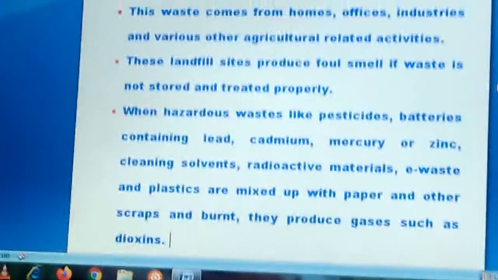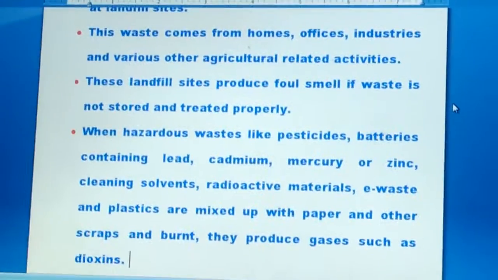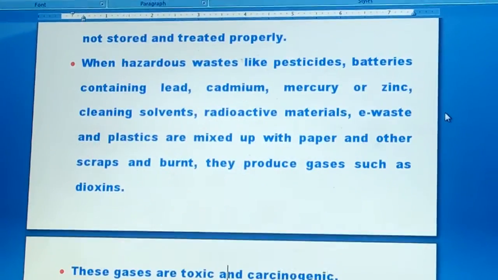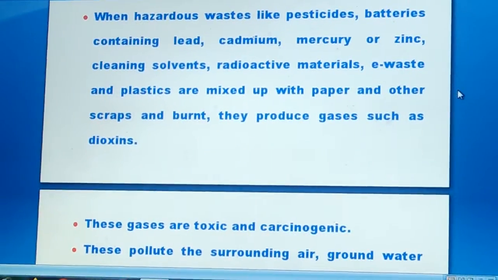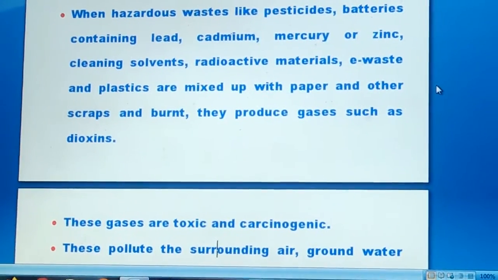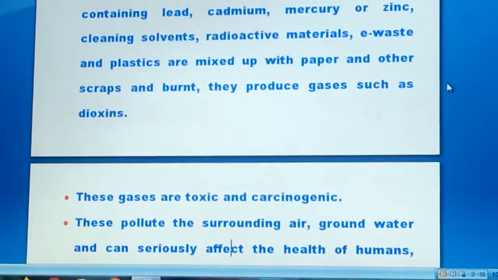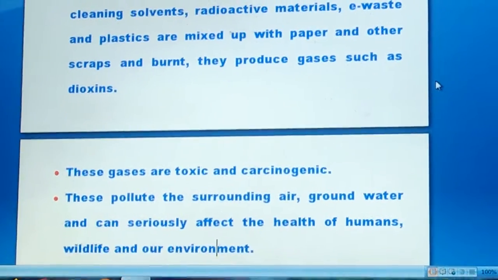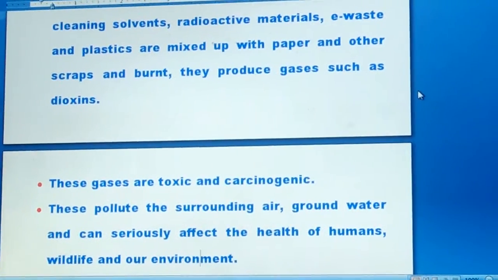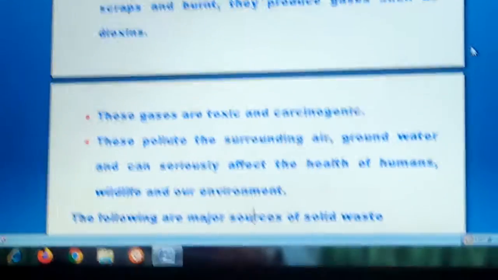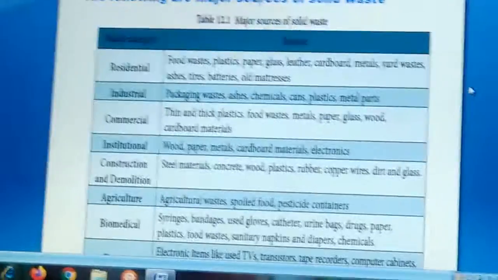That's especially plastics on burning. Degradation will give toxic gas, that is what poisons, such as dioxin, highly dangerous. These gases are toxic and carcinogenic. They pollute the surrounding air, groundwater, and can seriously affect the health of humans, wildlife, and our environment. So our environment will be highly polluted.